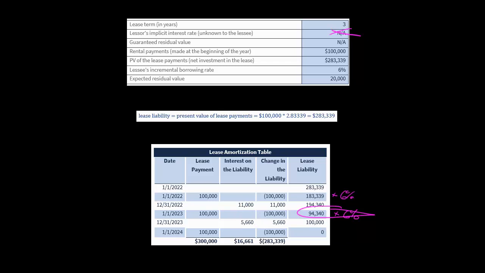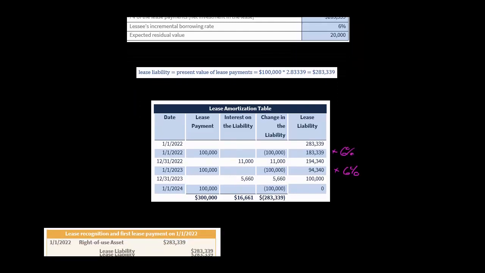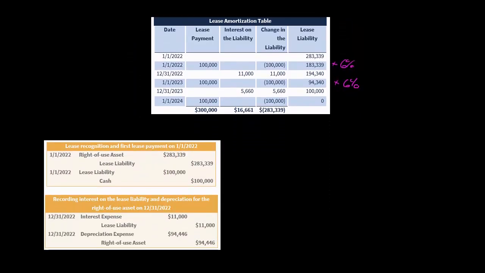Now, for year 3, there is no interest expense because the final lease payment is made on day 1 of year 3 of the lease. So basically the lease liability has gone to 0. So then there is no interest on the lease liability because it's at 0 as of the beginning of the third year. So that's why, if you're wondering, why do we only recognize interest twice? That's why. So let's get to our journal entries.